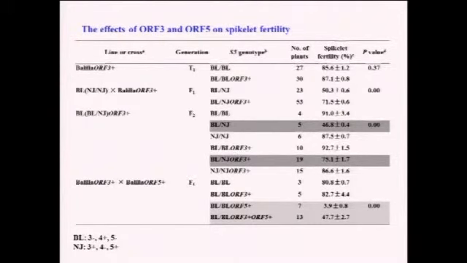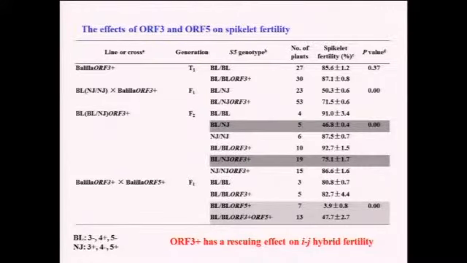So we have ORF5, Balila has ORF4 plus, and then we have ORF3 plus transform, which also could rescue the gamete from at least partially, so significantly different. So that means ORF3, the conclusion from this table, is that ORF3 has a rescuing effect on IJ hybrid fertility.